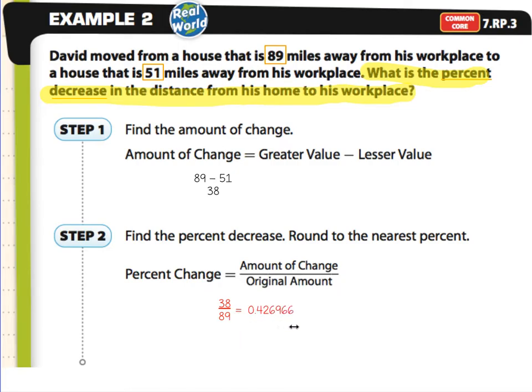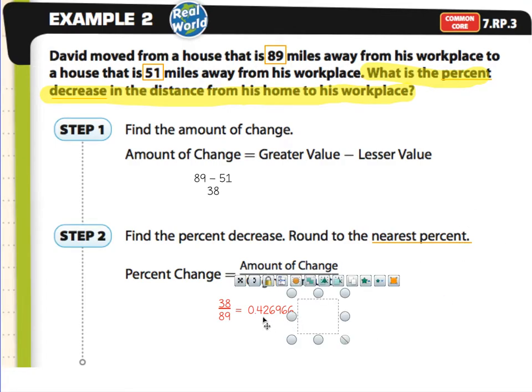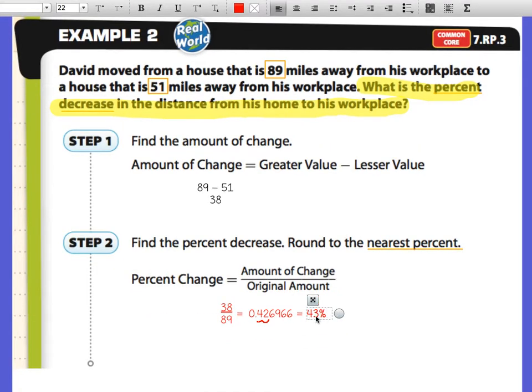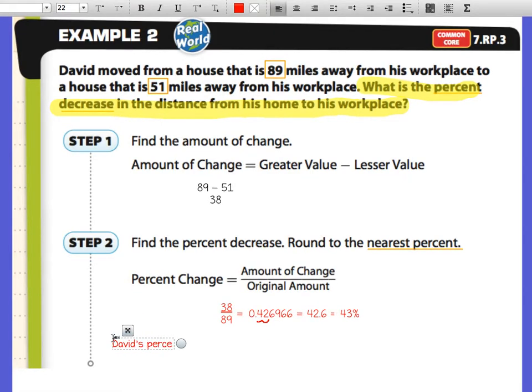When you divide that, you get this nice long decimal. Well, we could go ahead and try. It's 0.426966 millionths. And again, we want to go to the nearest percent, so I am going to move that decimal 2 places to the right, which puts it between the 42 and the 6. I'll stop it just at the 6. The 6 tells the 2 to round up, so that would be 43%. So David's percent decrease in distance from home to work was 43%.